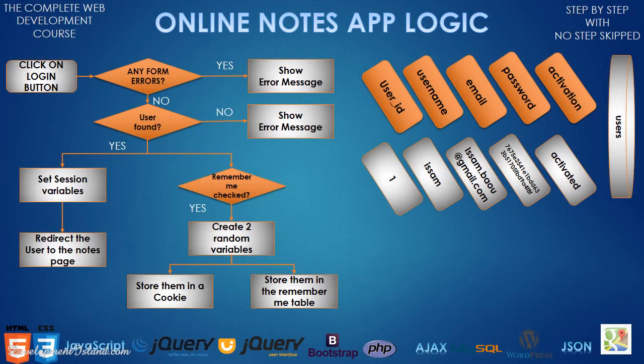Now let's have a look at the login process. So once the user clicks on the login button after providing their email address and password, we're going to check if there are any form errors. Then we're going to look for that user in our users table. So finding the user means that we find the same combination of email address and password that they have provided. So if we don't find any, we're going to show an error message. Otherwise, we're going to log the user in.